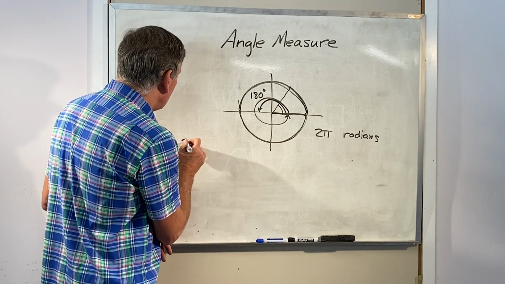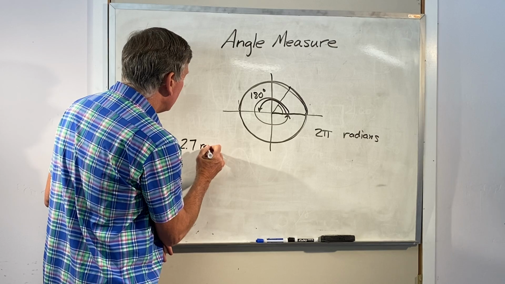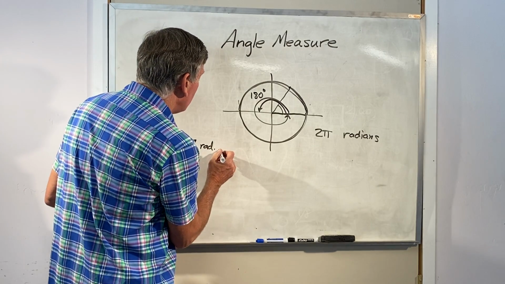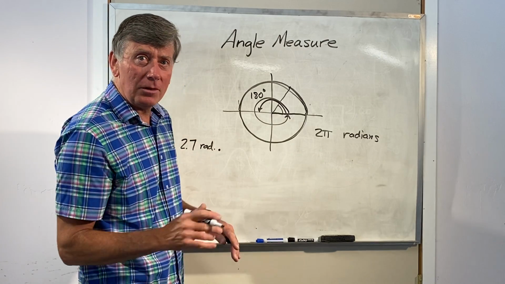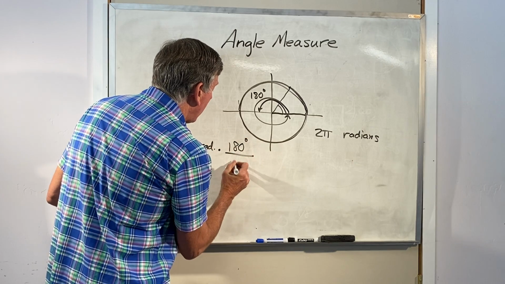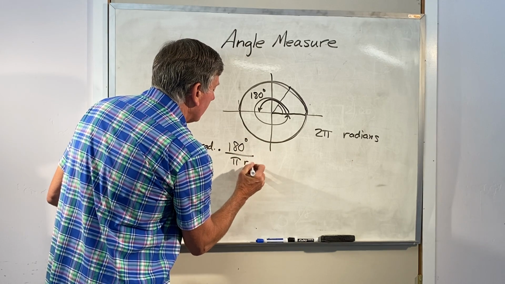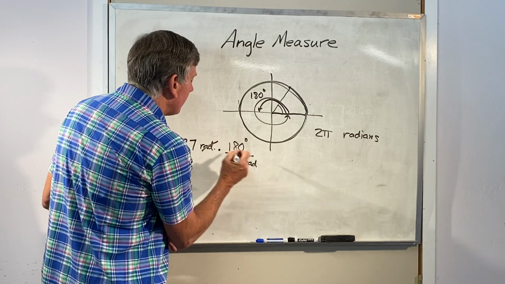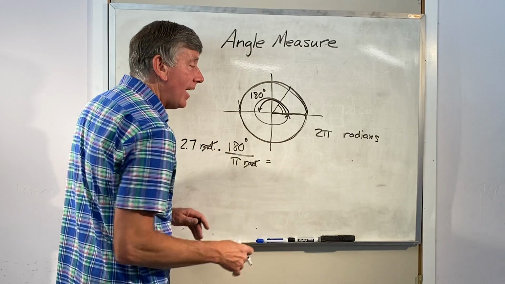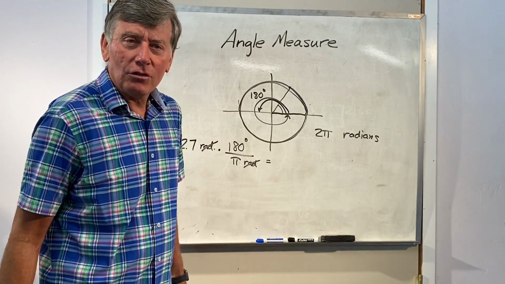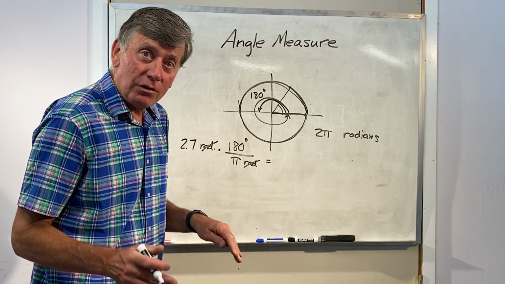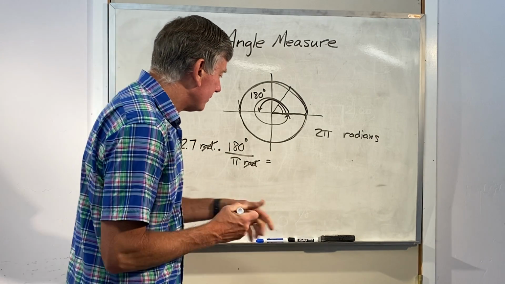we have, say, 2.7 radians, and we want to make that into degrees, we're going to multiply by this unit multiplier, which is 180 degrees divided by pi radians. The radians cancel. 2.7 times 180 divided by pi is whatever it is. Your calculator will show you. But that's how we convert from radians to degrees.